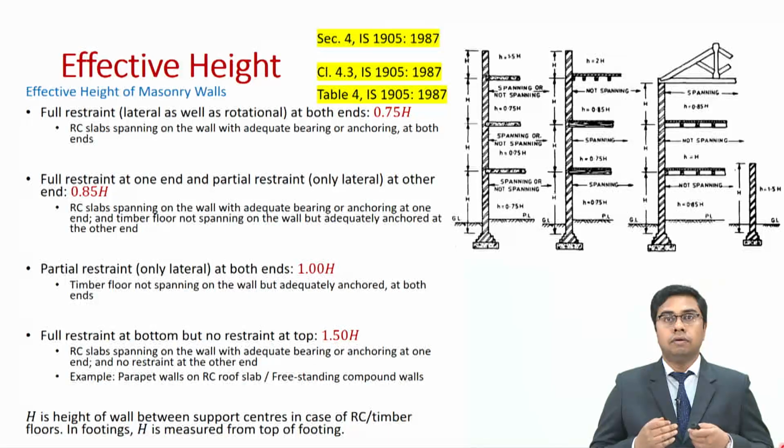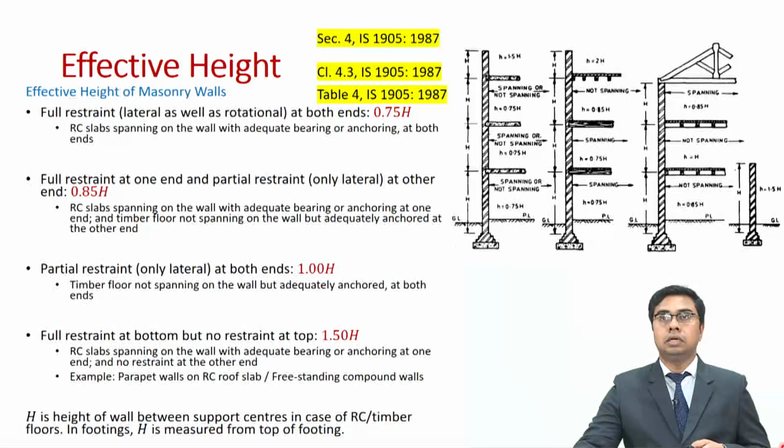To begin our understanding of various geometrical details of masonry walls, we will first look into effective height, effective length and effective thickness of masonry walls. When we are looking into effective height of masonry walls, we have a few classifications. It depends upon the supports at the two ends. Now, the support can be full or partial.